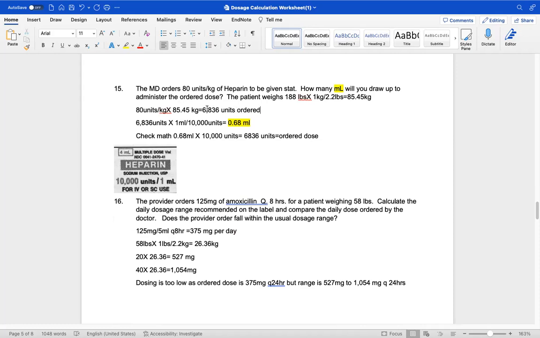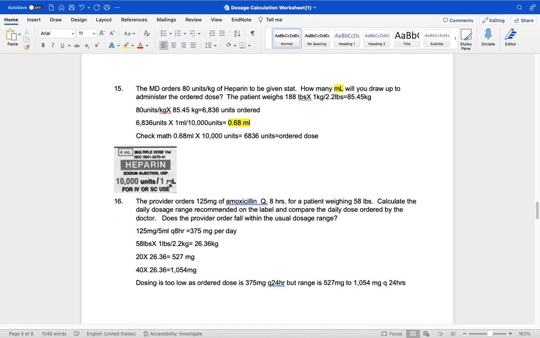So the ordered dose for this patient is 6,836 units ordered. We are not done yet, because it is asking us how many mLs will we draw up to administer. So this is where we now have to look into what we have on hand. We put the ordered amount up front, that's 6,836 units, and we are going to multiply that by what is on hand. We are looking for mLs. Your mLs should be on top.